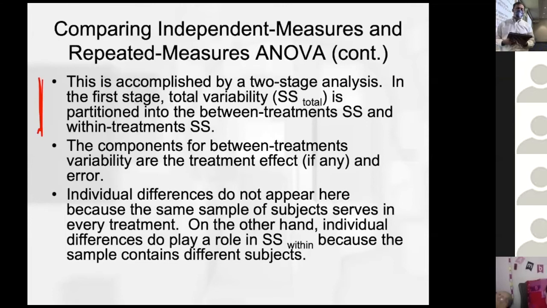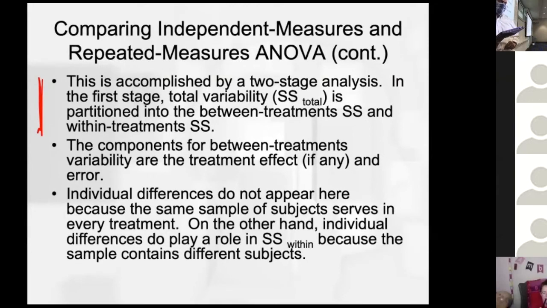And because those individual differences don't appear, because we're using the same subjects, on the other hand, individual differences do play a role in that sum of squares within, because the sample contains different subjects, right? It's not the same person you collect 10 data points on for each condition. It's 10 different people you measure.